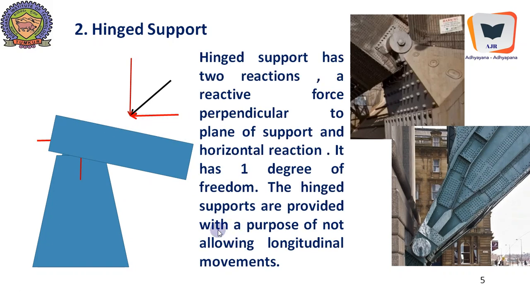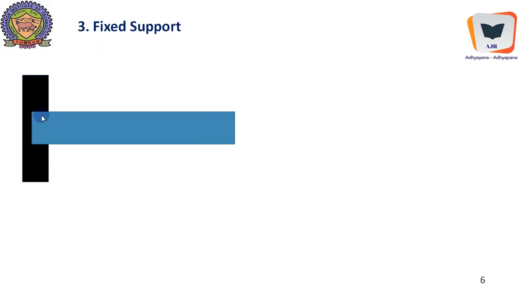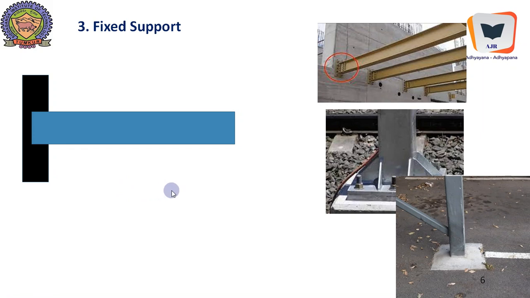Fixed support is yet another support which will come like this, and the beam is firmly fixed over here and it cannot move horizontally or vertically. And here are real world examples of a fixed support. This beam is fixed with the help of rivets or the bolts. This column is fixed to the ground or to the steel plate with the bolts, and here a steel column is really embedded in concrete, thus achieving a kind of fixity.